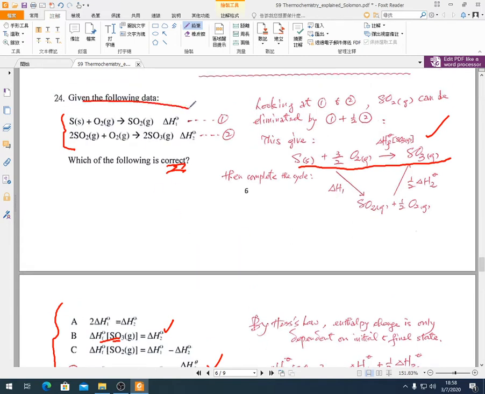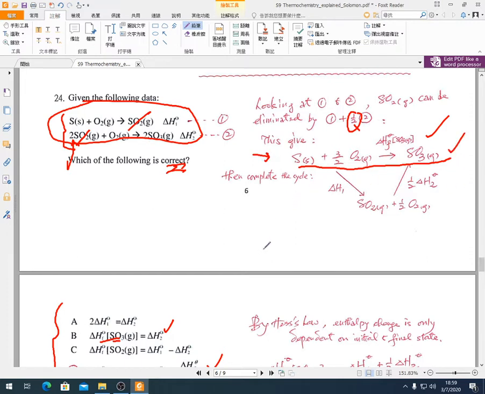If you look at this one, if you want to eliminate SO2, you just add the first and the second equation together, but you divide the second equation by 2 or multiply by half. Why? Because the second equation has a coefficient of 2 here. We want to get rid of the 2, so we divide by 2. We add together, then you get our heat of formation thermochemical equation. You get this one.